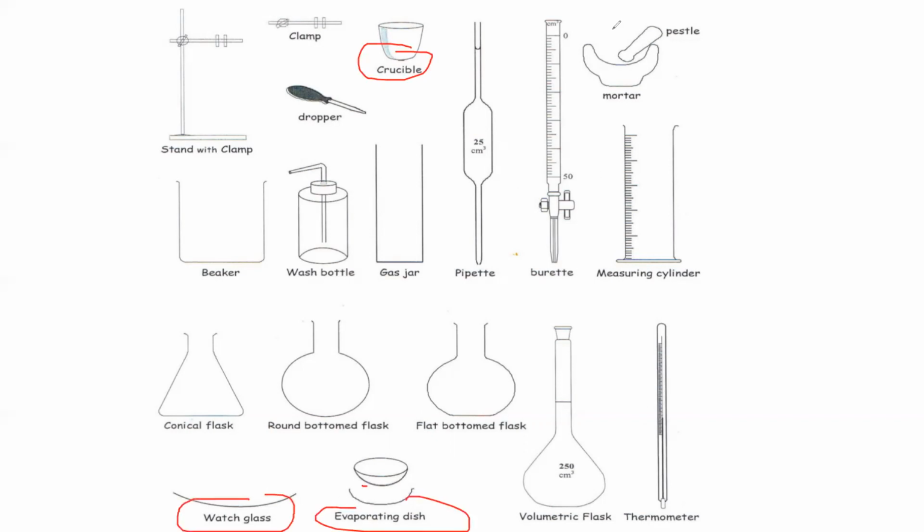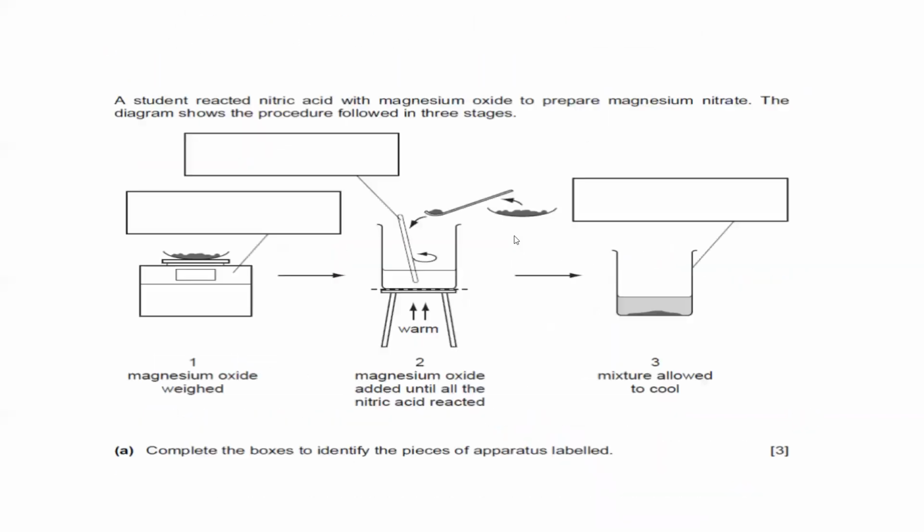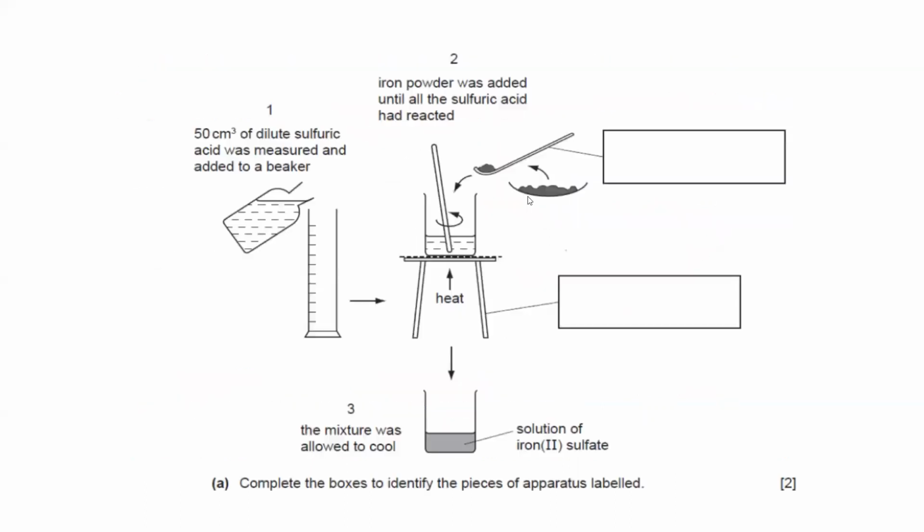But what does it look like? Can you recognize what this piece looks like? Is it a crucible, watch glass, or evaporating dish? So it's a watch glass, that's the right answer. As you can see, you should be able to recognize the apparatus from the figure.